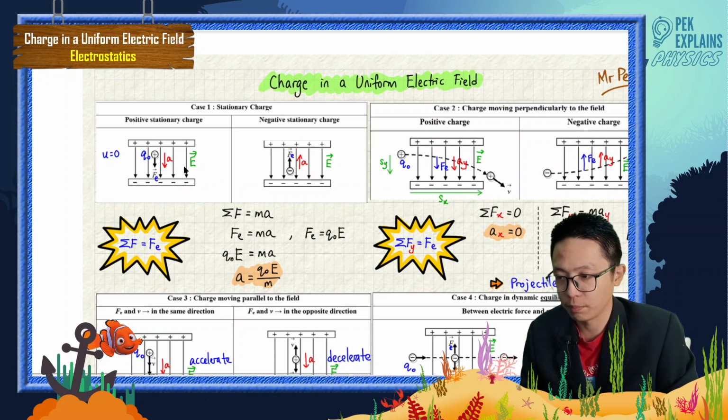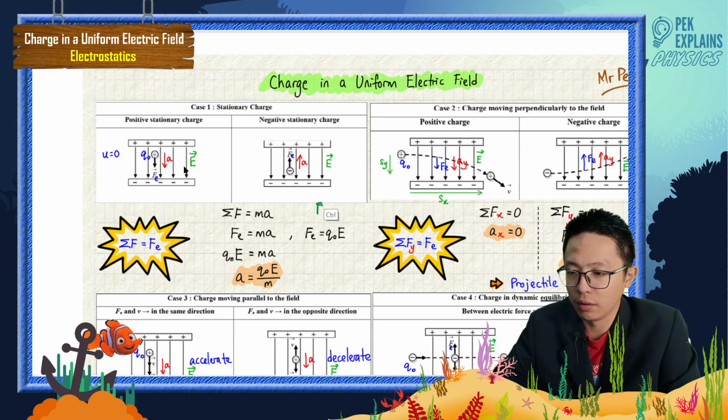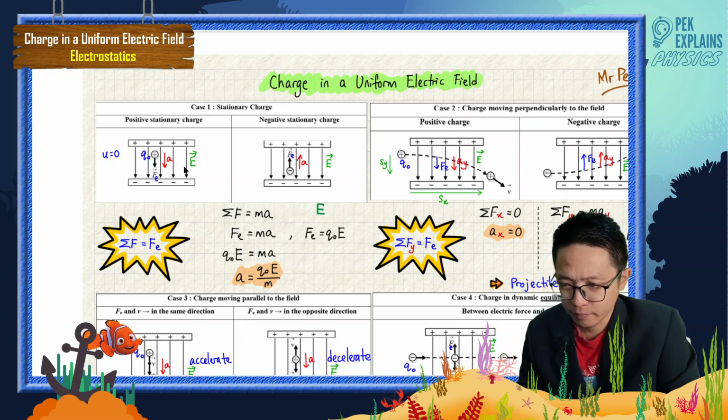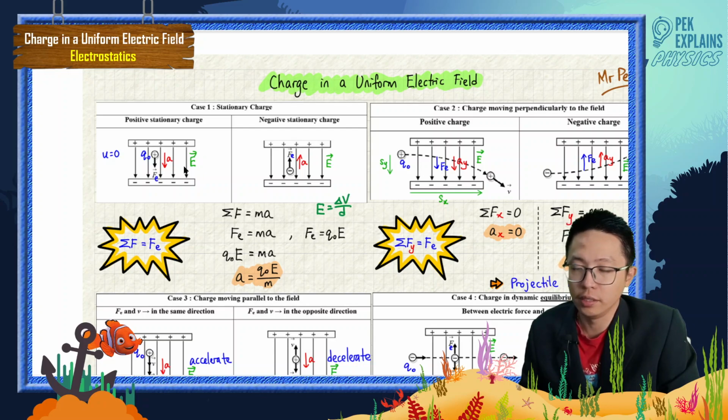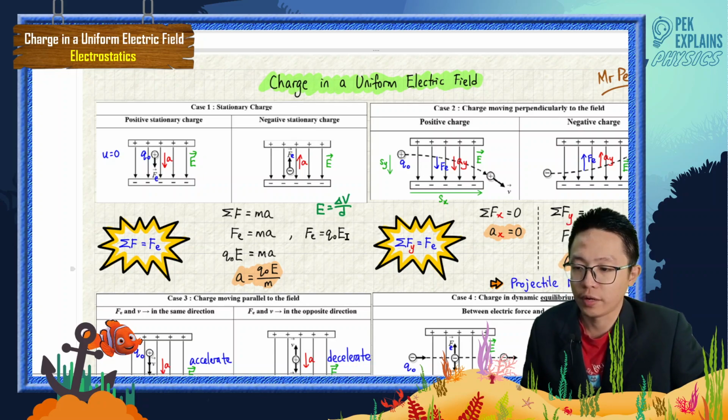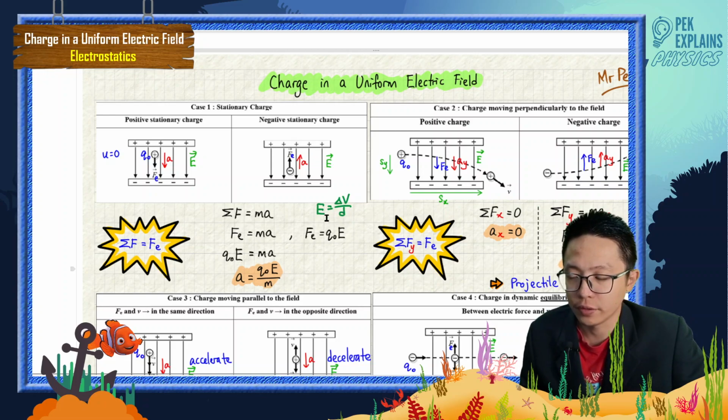Of course, for the 2 plates, still remember how to find the electric field. To find the uniform electric field between the parallel plates, we use delta V over d. Once you get delta V over d, the electric field, you multiply by the test charge, and you will get the electric force experienced by the test charge. So you got the Fe. Substitute the Q naught E there.